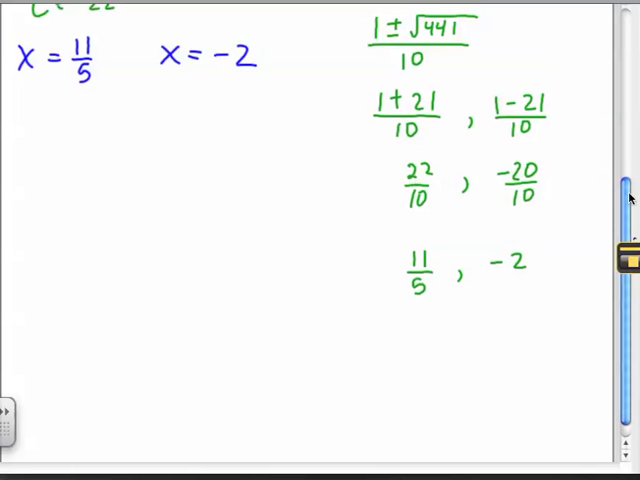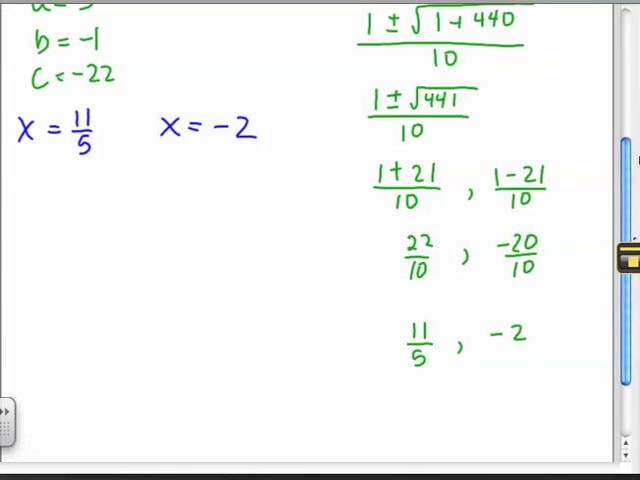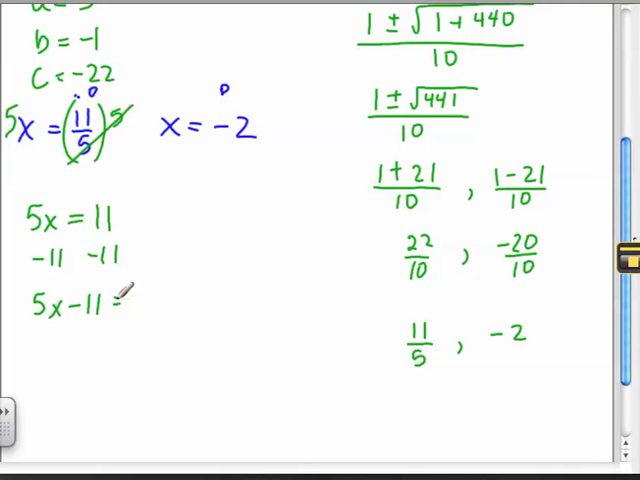Now what I want to do is change these two equations, this one and this one, so that I have 0 on the right. I get everything on the left side. So I'm going to start on this first one. I'm going to multiply both sides by 5 to get rid of the denominator. It just cancels and it leaves me with 5x equals 11. But remember, I want to get everything on the left side. So now I'm going to subtract 11 from both sides. And that's going to give me 5x minus 11 equals 0.